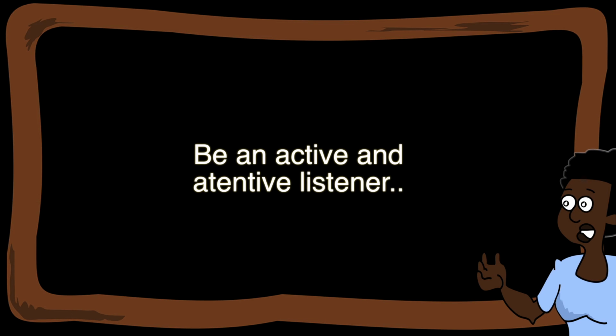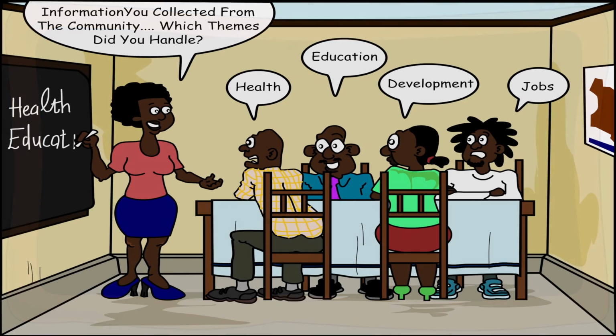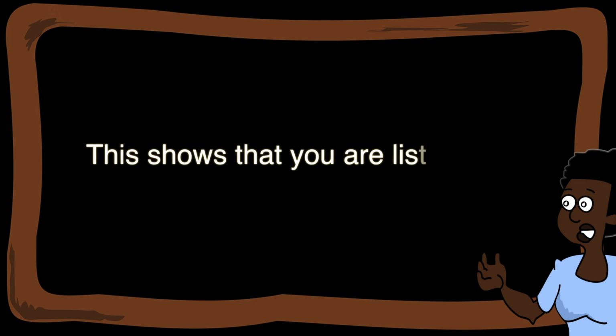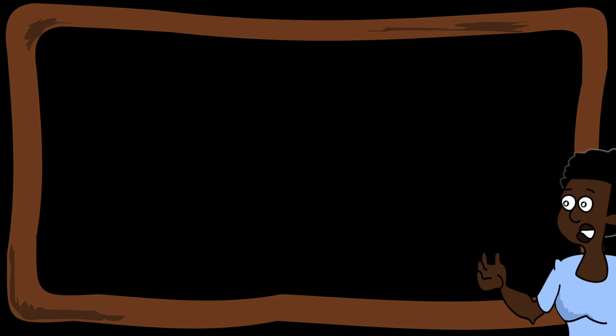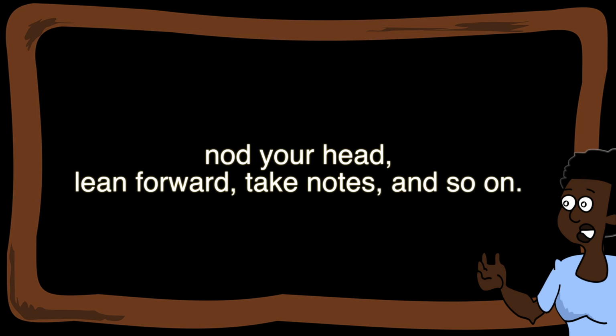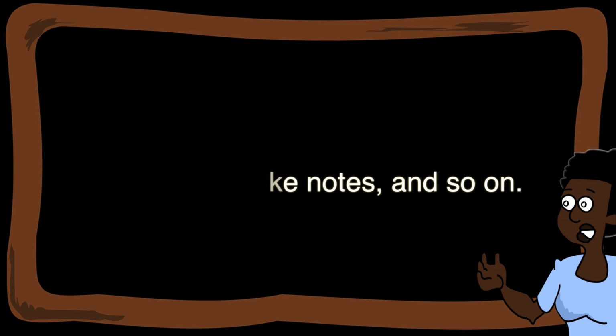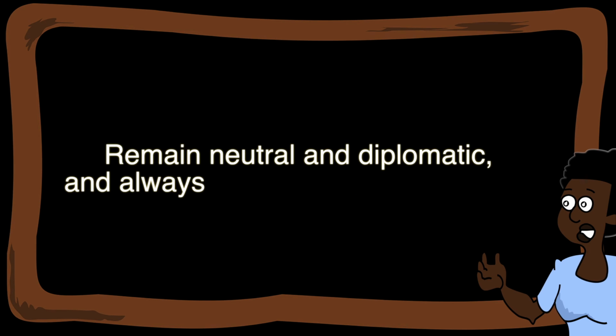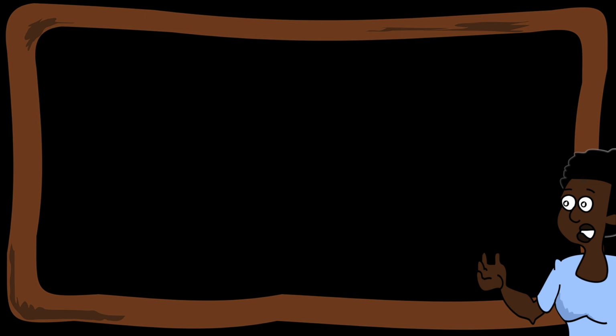Be an active and attentive listener. Focus on what is being said and use words or phrases spoken by the speaker or audience member when you field questions. This shows that you're listening. Use body language to indicate your participation. Nod your head, lean forward, take notes, and so on. Remain neutral and diplomatic and always be in control of the forum.